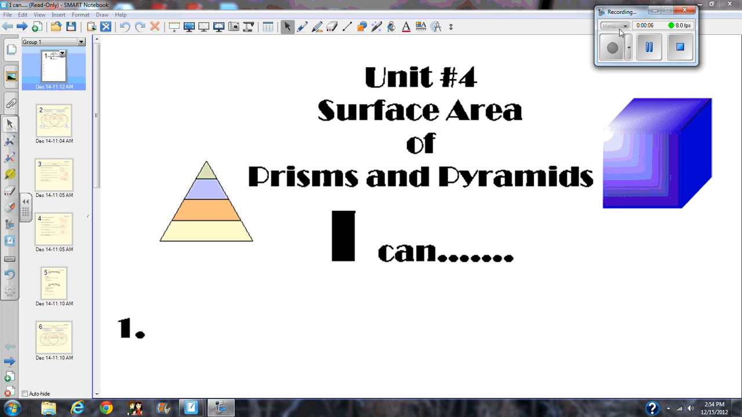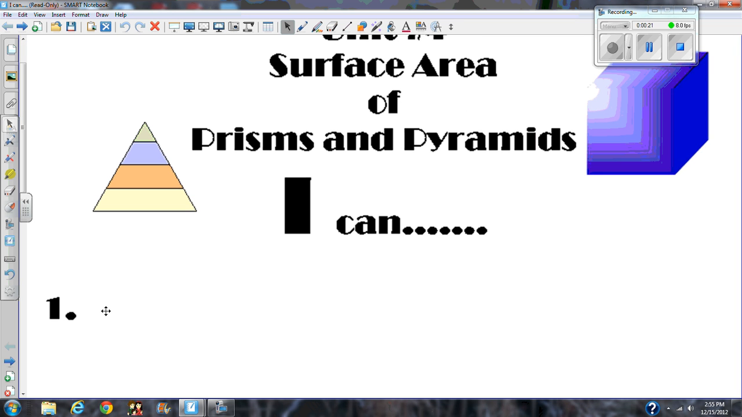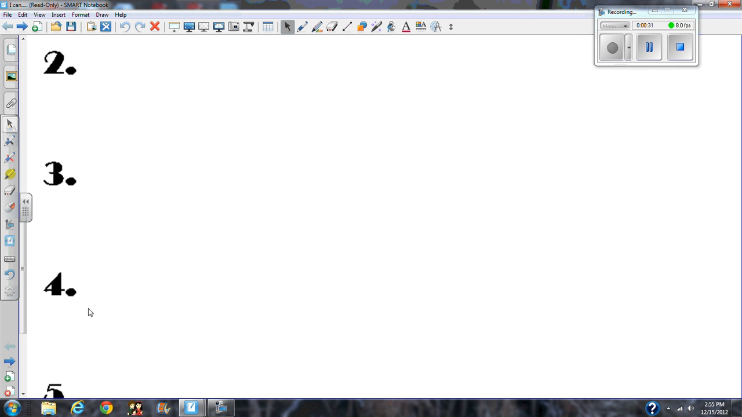We are just wrapping up our unit on surface area of prisms and pyramids, and just a reminder that on this first page right here, I'd like you to come up with 5 I cans. You know, something like I can find the area of an octagon, or I can find the area of a hexagonal prism. And then record your 5 I cans on the first page.